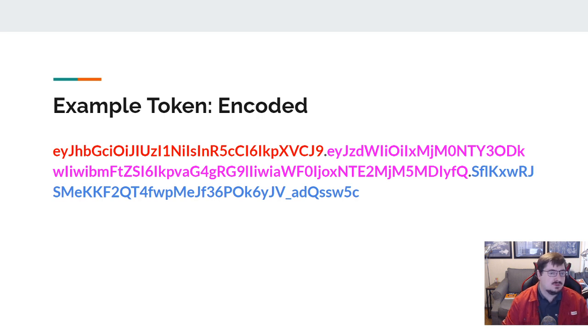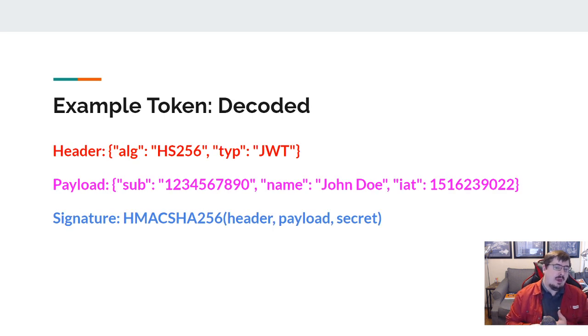Right? So JWT is doing some base64 encoding. It's base64 encoding each of these three parts. The header's being base64 encoded, the payload's being base64 encoded, as well as the signature. All three of those are base64 encoded. So let's look at what that looks like in its decoded form.